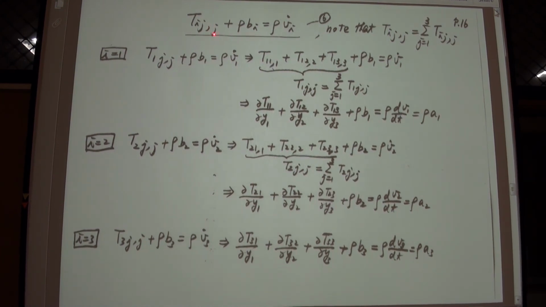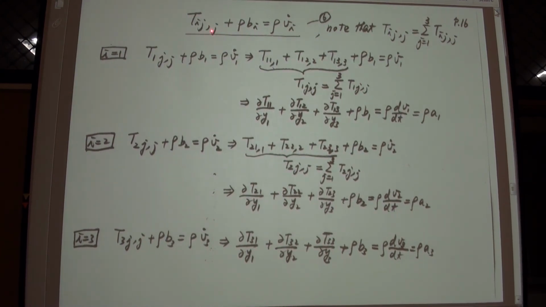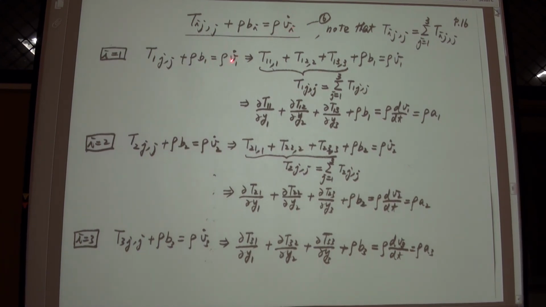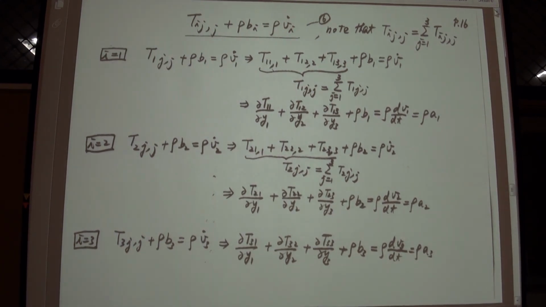Okay, let us see what is the detail of the integration, the differentiation here. This is T_ij,j plus rho b_i equals rho v_i dot. This is the equation in the last page.